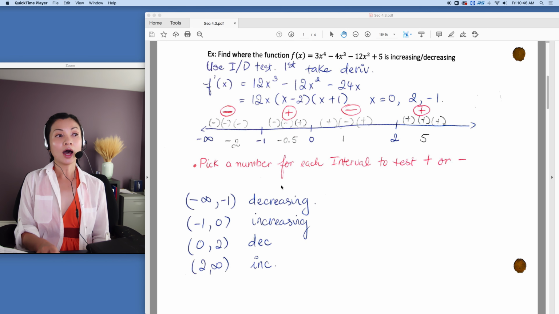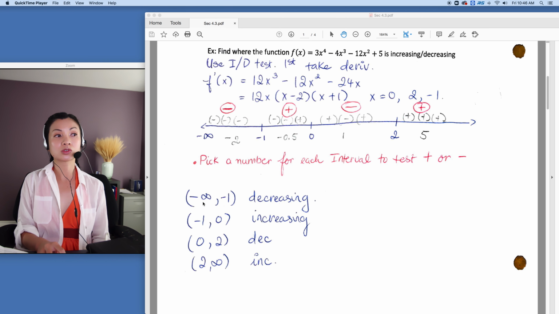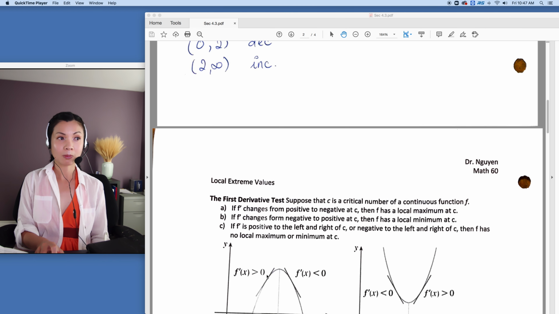So from -infinity to -1 is decreasing because it's negative values. From -1 to 0 is increasing because it's a positive one, and so on. So that's how you figure out the intervals of increasing and decreasing by using the I/D test.